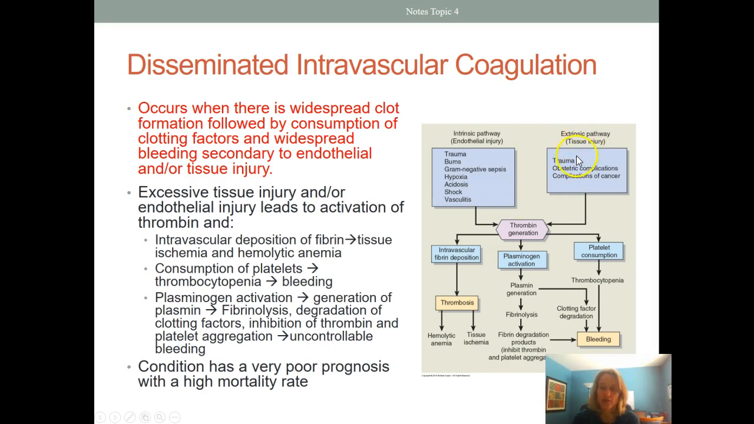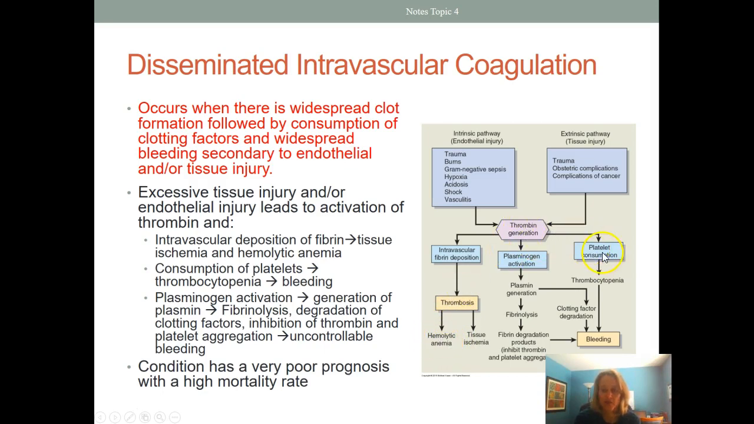The extrinsic pathway involves tissue injury and may occur with trauma, sometimes in obstetric complications, or sometimes as a complication of cancer. In either case, we have excessive injury of either the endothelium or the tissue, and this leads to activation of thrombin. So we get large production of thrombin. Thrombin is going to lead to activation of the clotting cycle and widespread fibrin deposition. So these are going to cause blood clots, and this can lead to tissue ischemia, plus it's going to use up a lot of the red blood cells, and that can lead to anemia, hemolytic anemia.